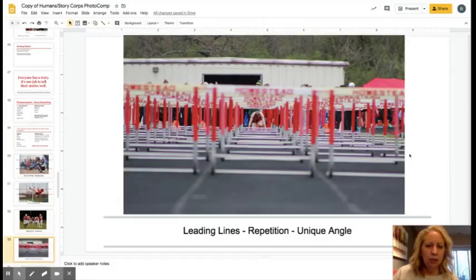This also uses leading lines and repetition because you have the repeated hurdles. You have the lines of the hurdles leading to that sort of rectangular part framing the runner, which creates a unique angle. Obviously, this photographer had to be kneeling down on the track to take this picture.